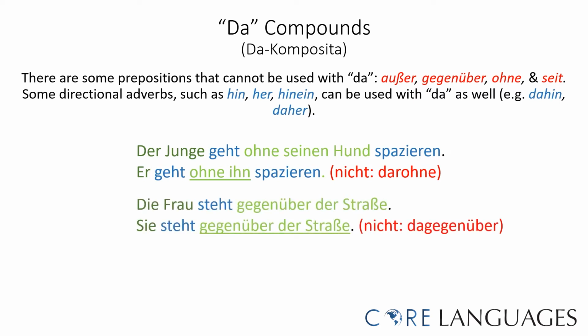Die Frau steht gegenüber der Straße. I can shorten the sentence by using a personal pronoun for die Frau, sie, but I cannot use a personal pronoun to shorten the expression gegenüber der Straße. And I cannot form a da compound with gegenüber. I cannot say da gegenüber. So I can only say sie steht gegenüber der Straße. She stands opposite the street.